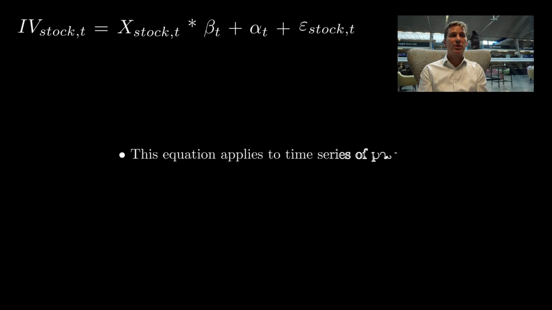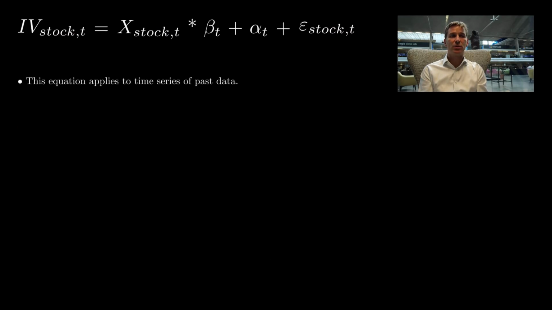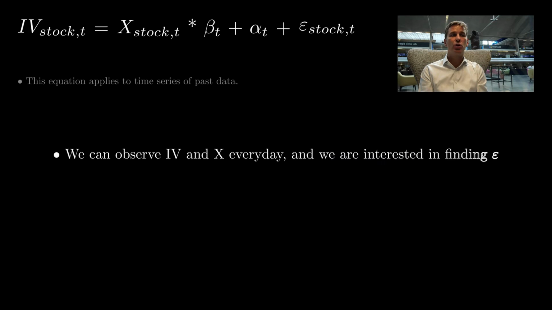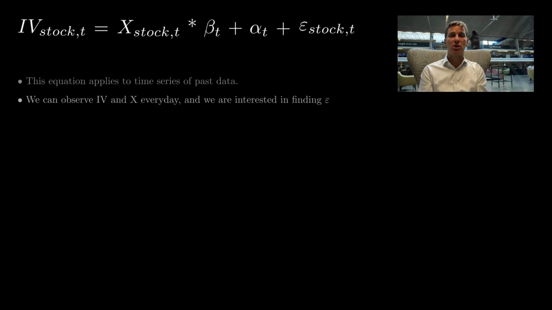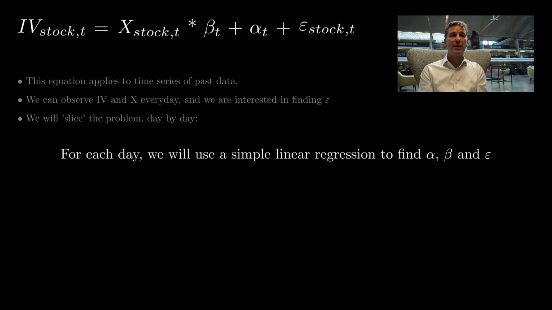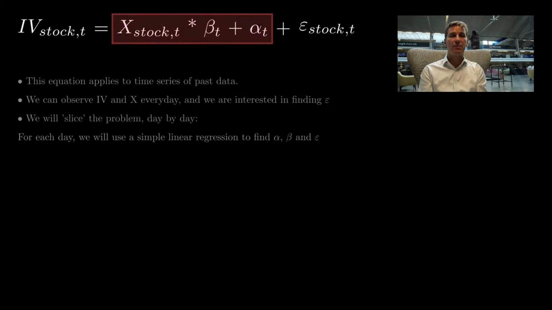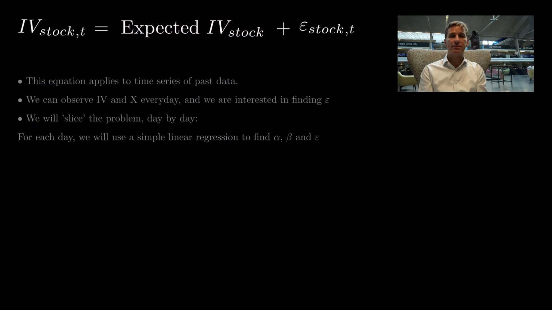We can gather historical time series for the IV and X which are observable. Our goal is to find epsilon for each stock and day. To achieve this, we will look at each day one by one and perform a simple linear regression to determine alpha, beta, and epsilon.